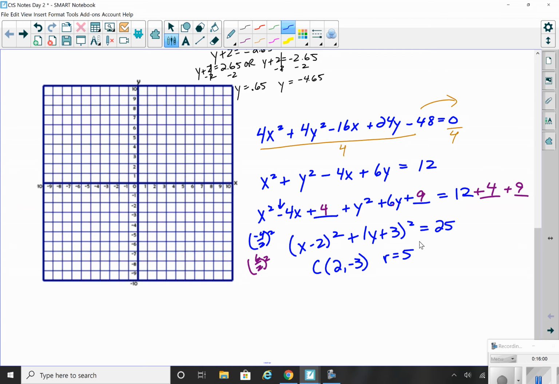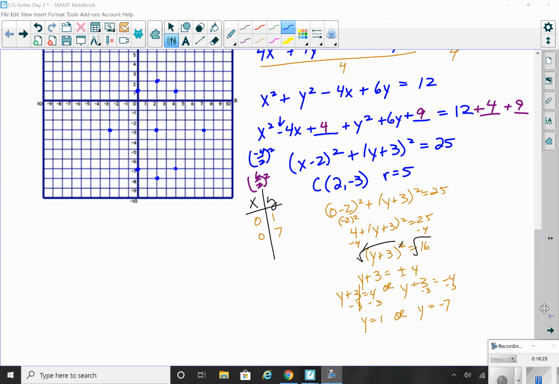What I'd like you to do is pause the video right here and start graphing the circle for me. Graph your center and your radius, and then make a table of values and figure out what you want to plug in for x. Come up with your values for y and see how you can plot the rest of the circle. So go ahead and pause the video, graph this, and come up with your additional points.